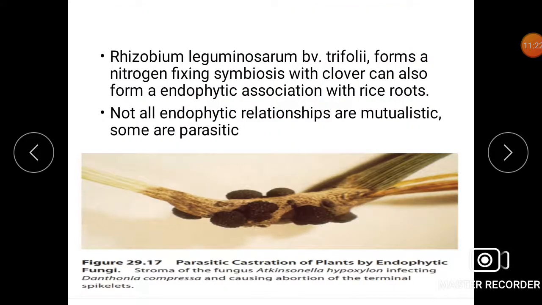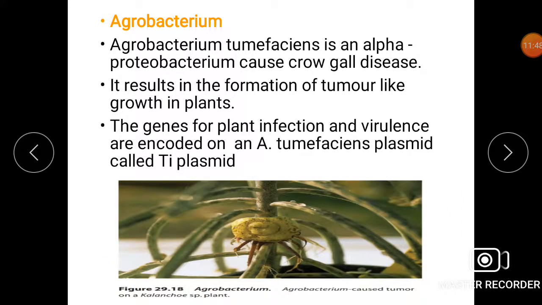and Rhizobium leguminosarum bv. trifolii, which forms a nitrogen fixing symbiosis with clover, can also form an endophytic association with rice roots. Not all endophytic relationships are mutualistic, some are parasitic. Parasitic castration is an example for this. And another is Agrobacterium. Agrobacterium tumefaciens is an alpha proteobacterium that causes crown gall disease. It results in the formation of tumor-like growth in plants.